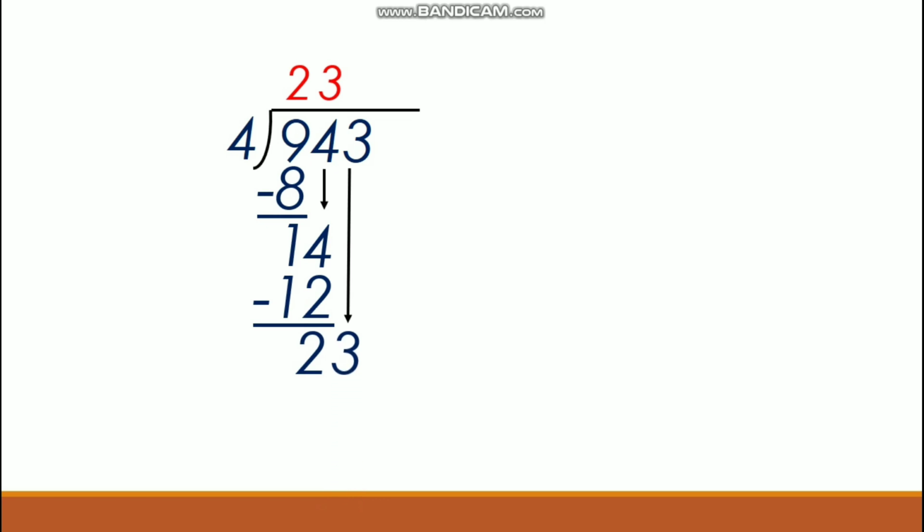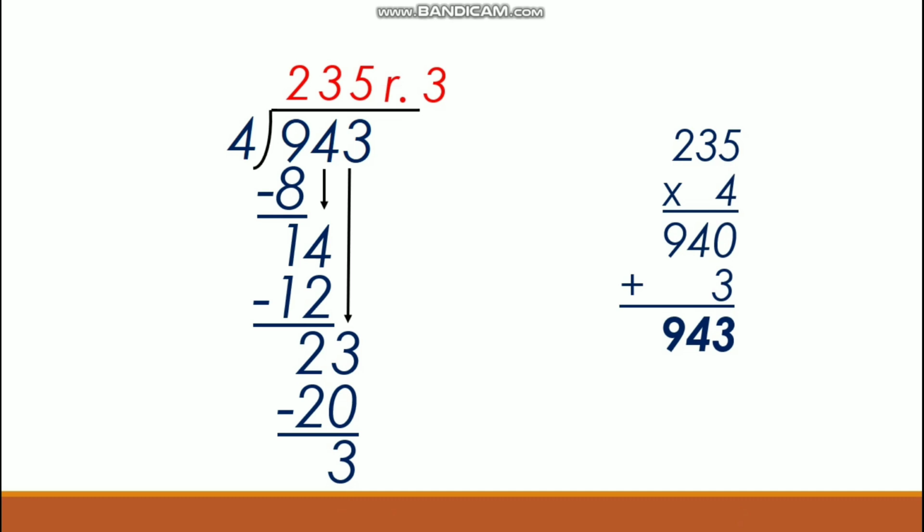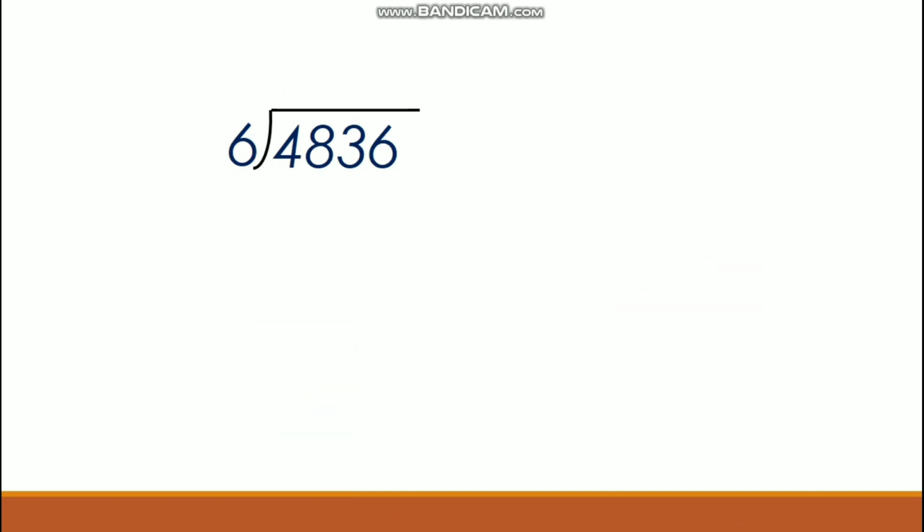Then divide. 23 divided by 4, that is 5. And 5 times 4 is 20. 23 minus 20 is 3. We will only stop if we have no digit to bring down. So we will make 3 as our remainder. So the answer in 943 divided by 4 is 235, remainder 3. And don't forget to check your answer if it is correct. Okay? Let's have this last example.